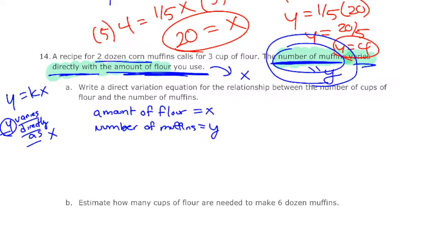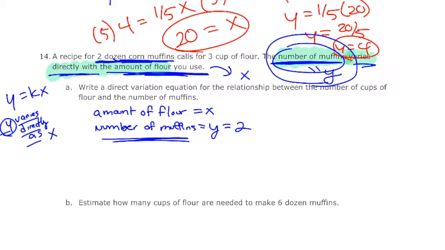This says we have 2 dozen corn muffins. Therefore, y equals 2. How do you know that, Mike? Because it says number of muffins. And there are the muffins, dudes. Okay? Now, notice this says 2 dozen corn muffins.